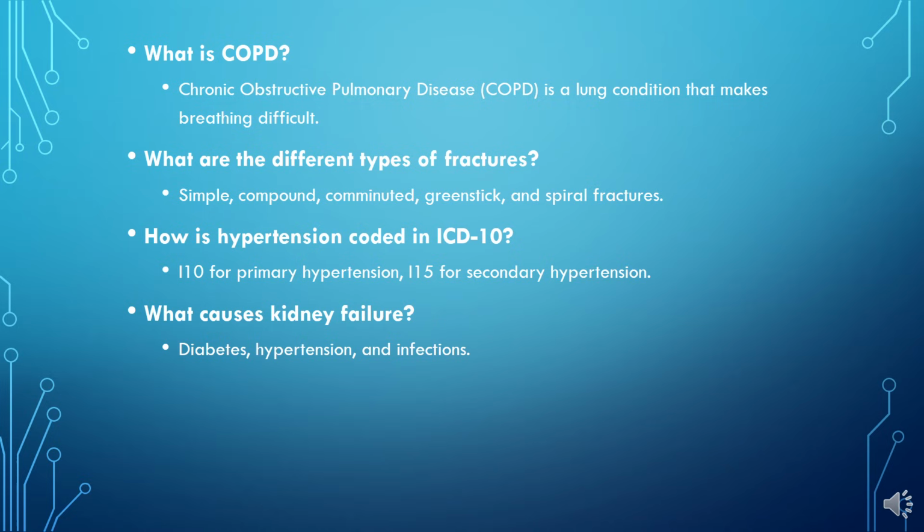What are the different types of fractures? Simple, compound, comminuted, greenstick, and spiral fractures. How is hypertension coded in ICD-10? I10 for primary hypertension, I15 for secondary hypertension. What causes kidney failure? Diabetes, hypertension, and infections.